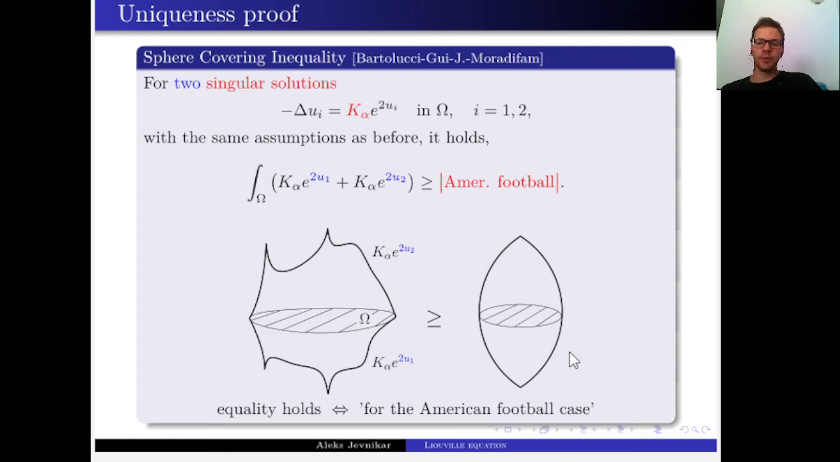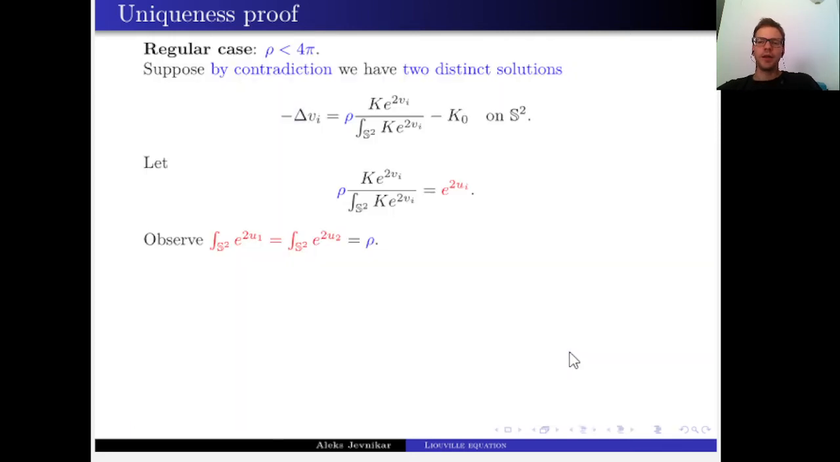Alright, so once you prove this, I will give a brief idea how to prove this result. Once you have this result, let's see how to get uniqueness. Let me start with the regular case, and we start with the case where rho is strictly less than the geometric quantity. In the regular case, the geometric quantity is just 4 pi. So we are now in the regular case with rho strictly less than 4 pi.